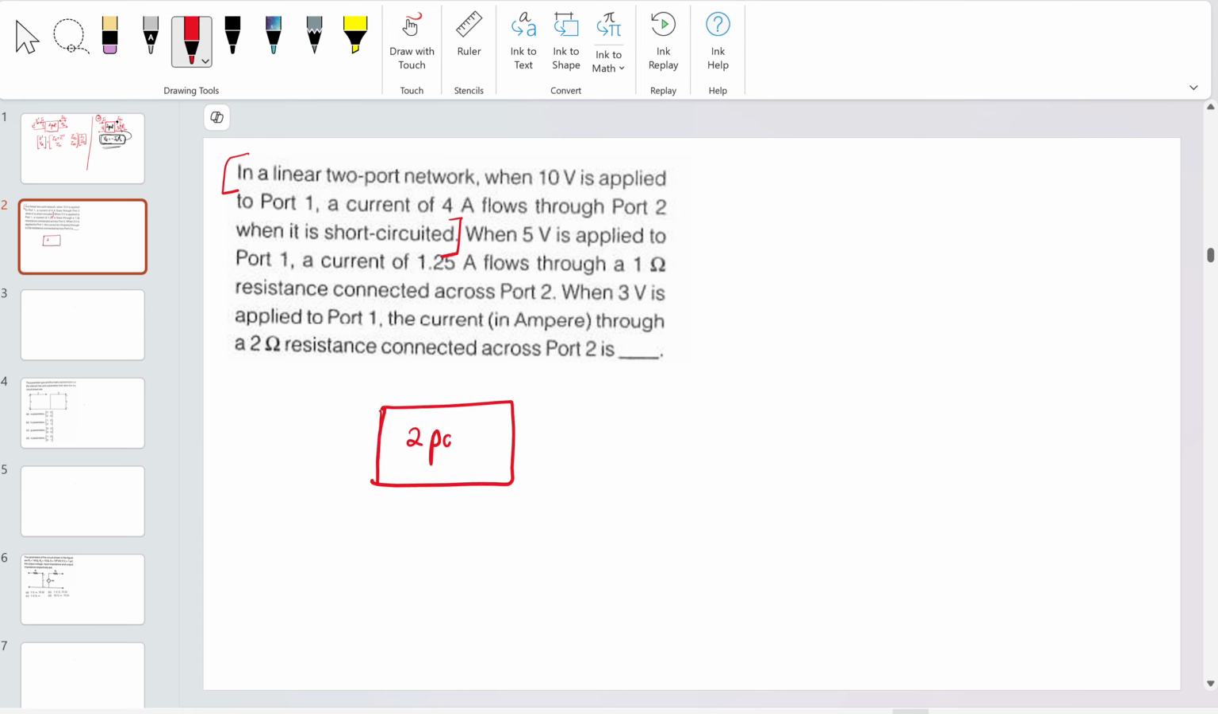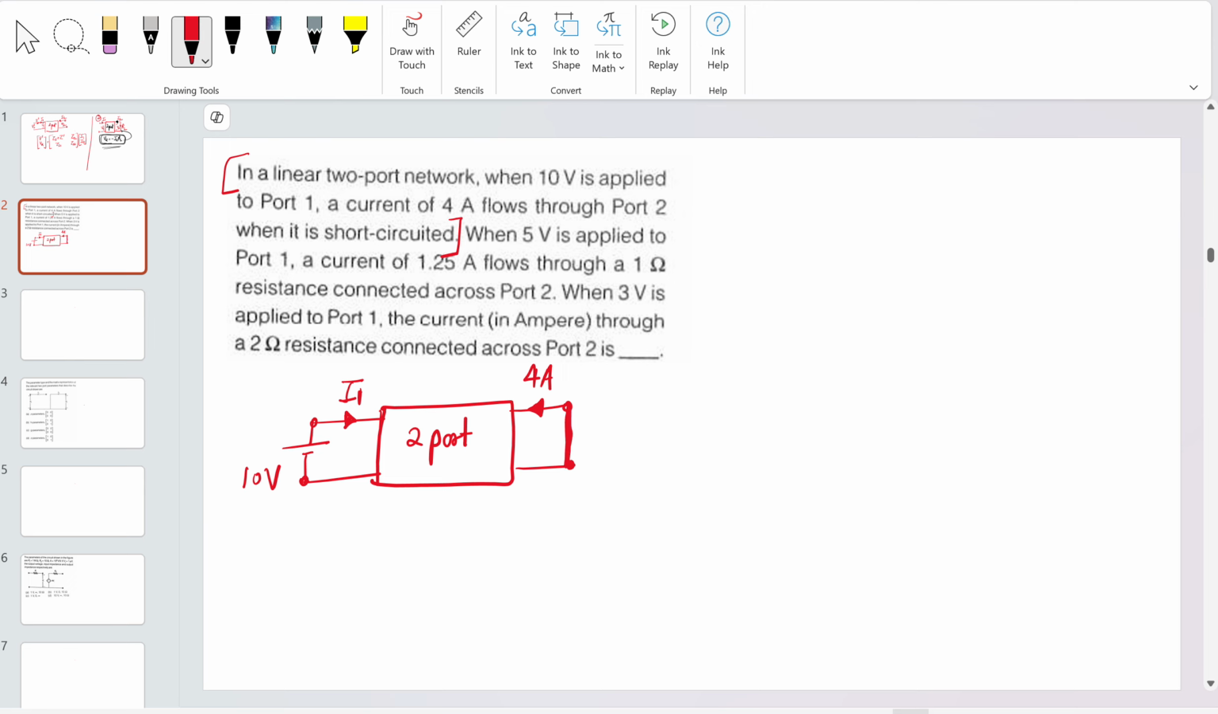Suppose you have the two-port network and you have the voltages here. When 10 volt is applied at port 1, it means I have applied 10 volt here, and a current of 4 ampere flows through port 2, flowing like this. The standard representation is that current goes into the ports, so this will be I1 and I2 at port 2. When it is short circuited, it means this port is shorted like this.